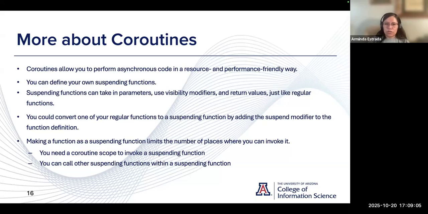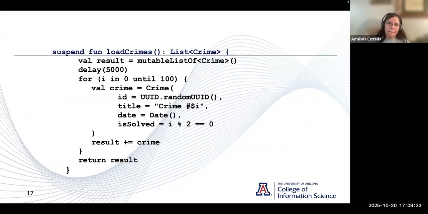Okay, so you could convert one of your regular functions to a suspending function by adding the suspend modifier to the function definition. We've seen this before, I've shown it before, we haven't talked about it, but this is what it means, okay? Making a function a suspending function limits the number of places where you can invoke it as well. You need a coroutine scope to invoke a suspending function, and you can call other suspending functions within a suspending function.